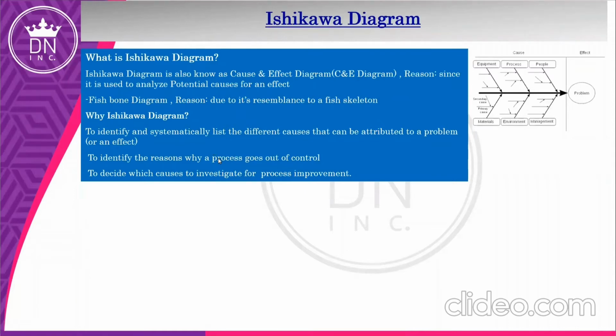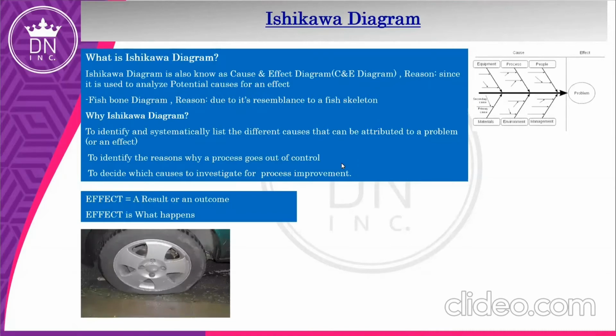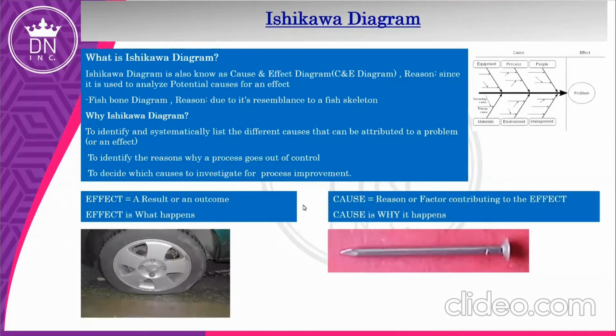Then why the Ishikawa diagram? To identify the reasons and causes, and systematically list the different causes that can be attributed to the problem or an effect. Here I will show you an example with cause and effect. In the first picture you can see a tire puncture. This is the result. Why has the tire punctured? If you see the cause, it's a nail.